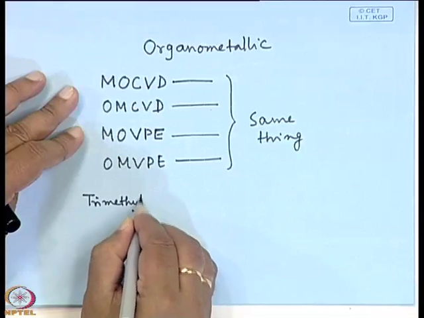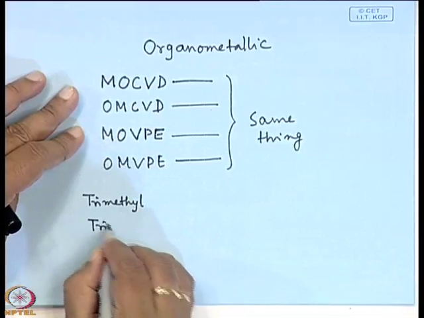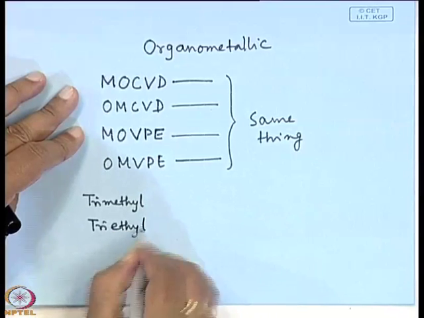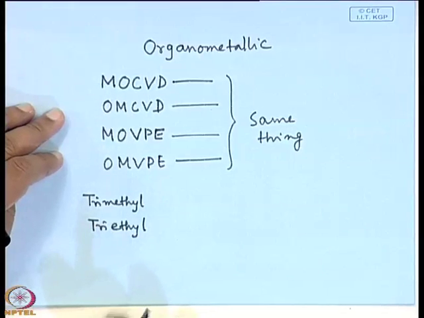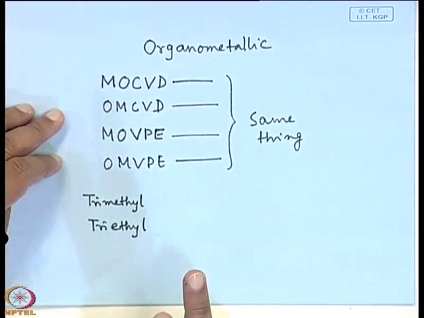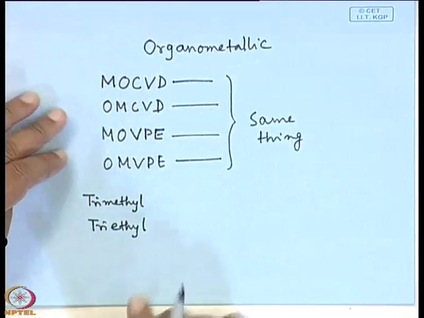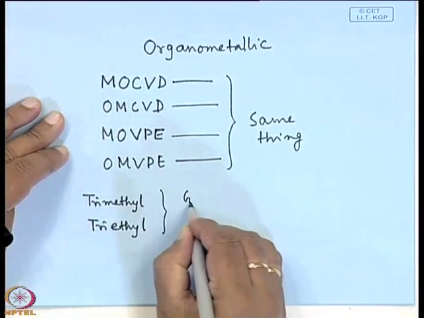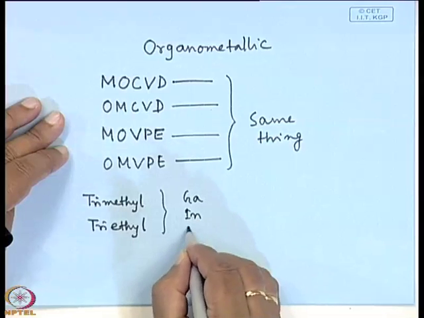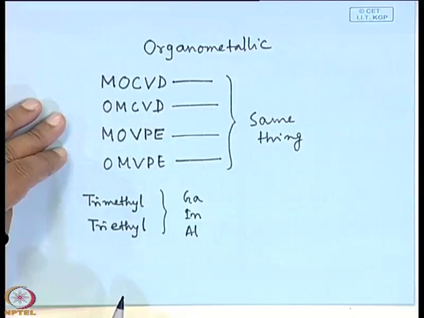The same thing, we shall use the trimethyl sources or triethyl sources, not of group 5, not of arsine or phosphine, but of the group 3, that means gallium or indium or aluminum, of gallium or indium or aluminum.